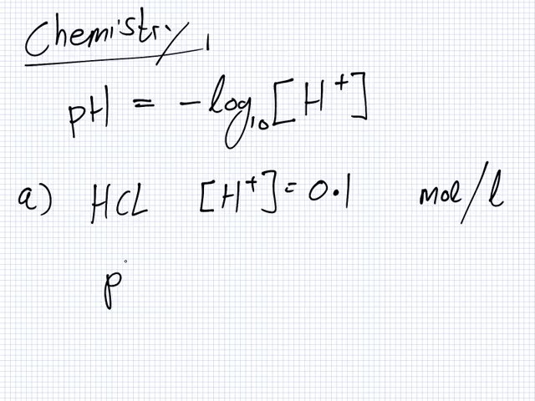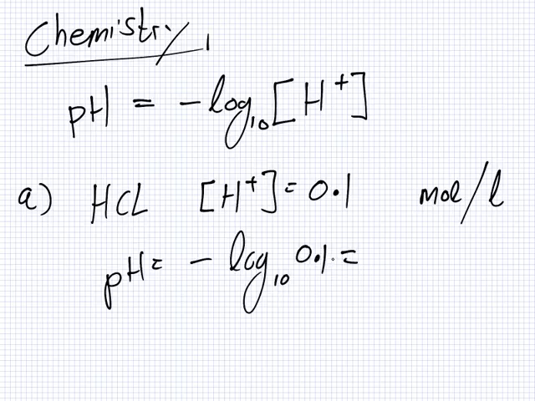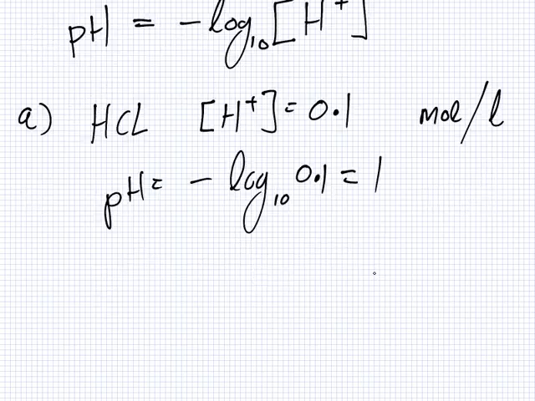Let's calculate it. pH equals minus log base 10 of 0.1. The answer is 1. So the pH level is 1 here. So does that make it an acid or a base? Strong or weak? Strong acid, very strong, because it's very low. Neutral is 7 and base is up to 14 then, isn't it? Yeah, above 7 then.